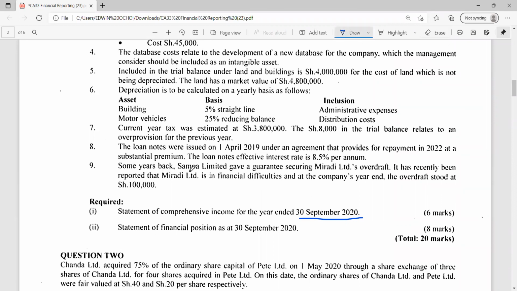They said that some years back, Samoa Limited gave a guarantee, securing Mirandi Limited's overdraft. When you guarantee someone, remember that you are the one who is supposed to pay if that person defaults. That is the relevant liability. So Samoa Limited stood for Mirandi Limited to take an overdraft. It has recently been reported that Mirandi is in financial difficulty, and at the company's year end, the overdraft stood at 100. Who will pay this amount?